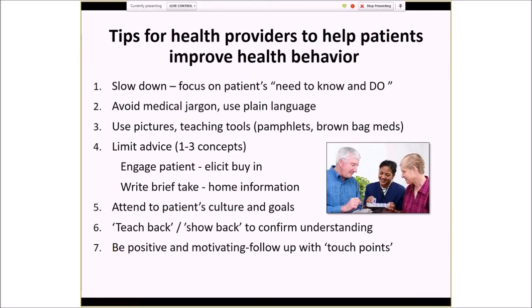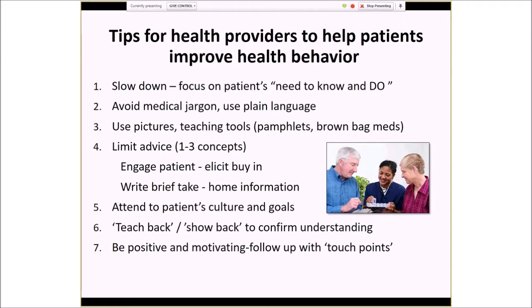So here's some tips for all of us, whatever we're trying to communicate with patients. Slow down. Think about what it is they need to know and do. If you have diabetes, what is it that you need to know? What do you need to know this week? What do you need to do?